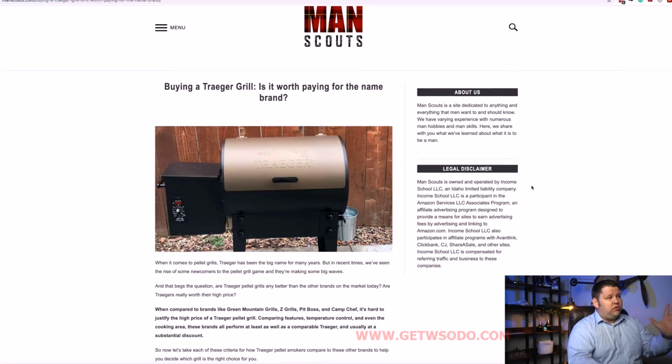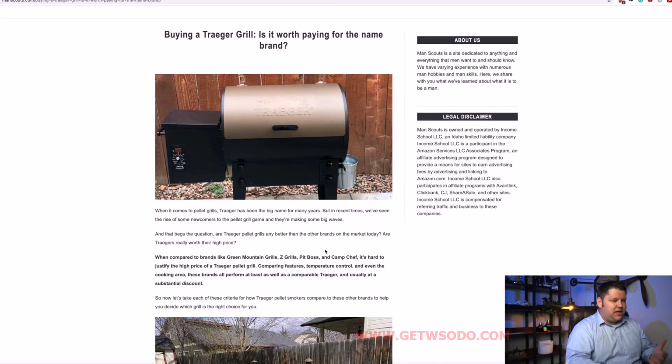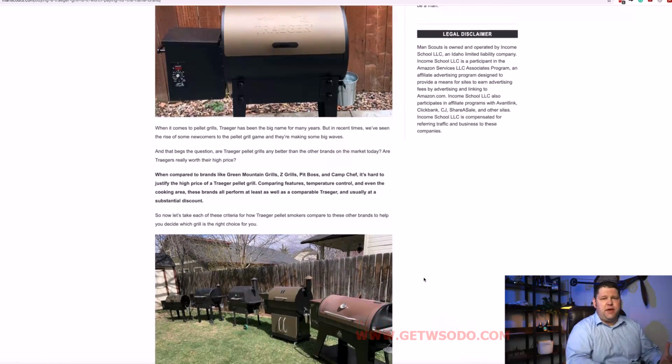The topic of the article is buying a Traeger grill. Actually, the search query I was given is, are Traeger grills worth the price? The headline I wrote is, buying a Traeger grill, is it worth paying for the name brand? You'll see that I have a little bit of rapport building. I mean, this follows really that response post recipe. I've got an answer target here that clearly gives my answer.